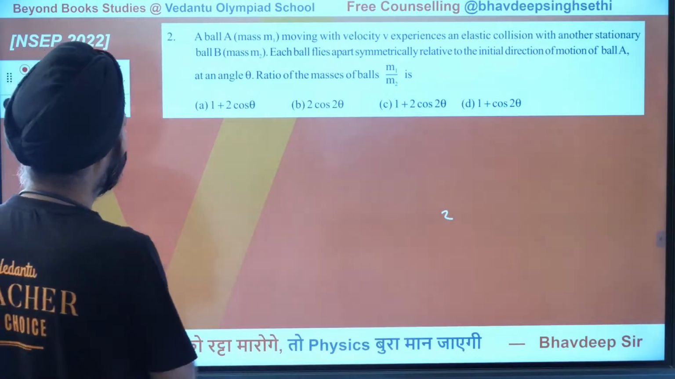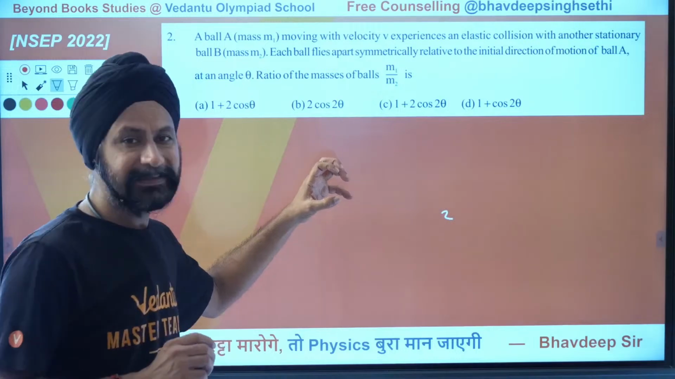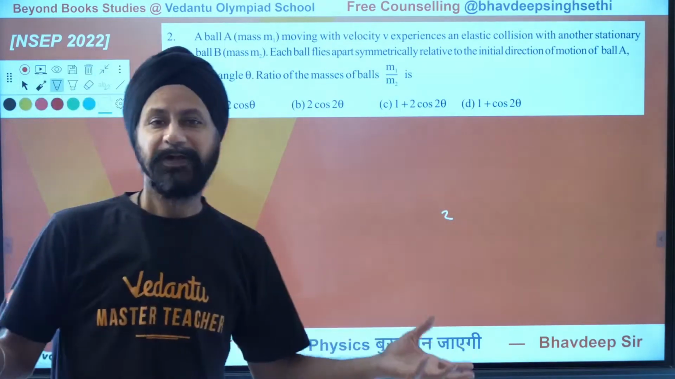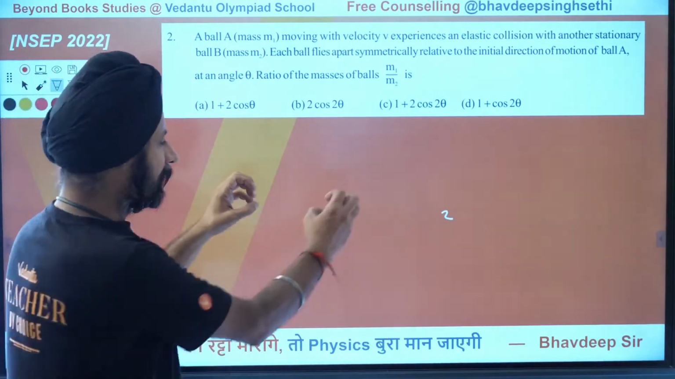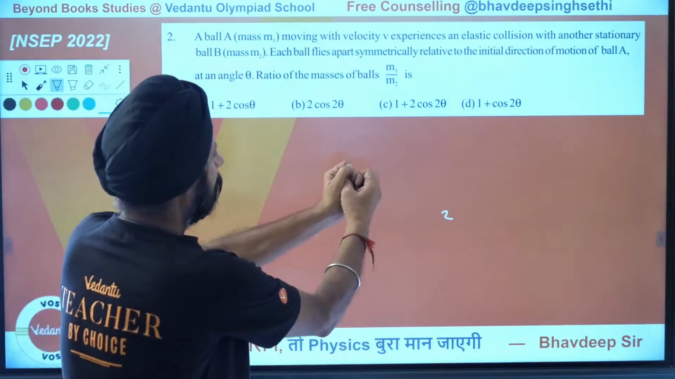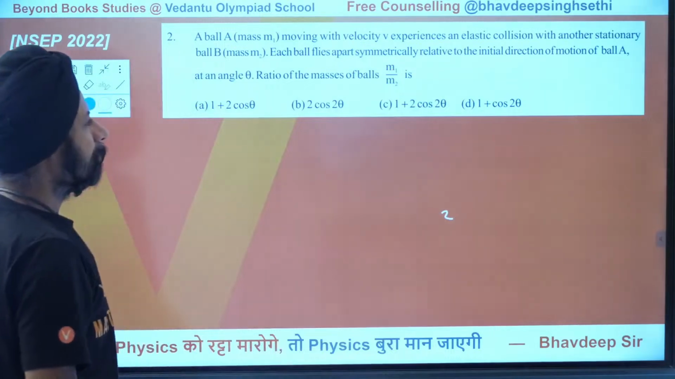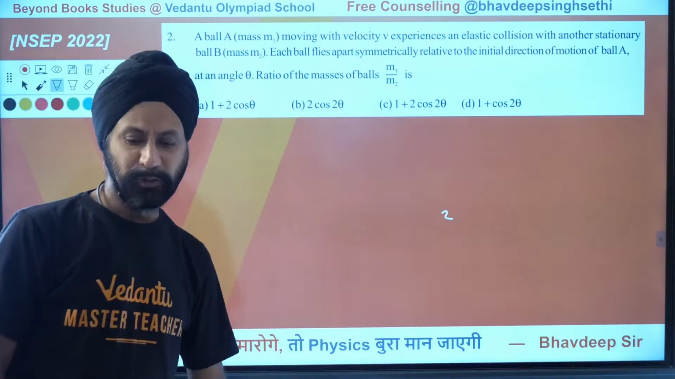A ball A of mass m1 moving with a velocity of v experiences an elastic collision, no loss of energy, no loss of kinetic energy, with another stationary ball B of mass m2, and they fly symmetrically along this way. All they're saying is, the angle being theta, what is the ratio of m1 by m2?